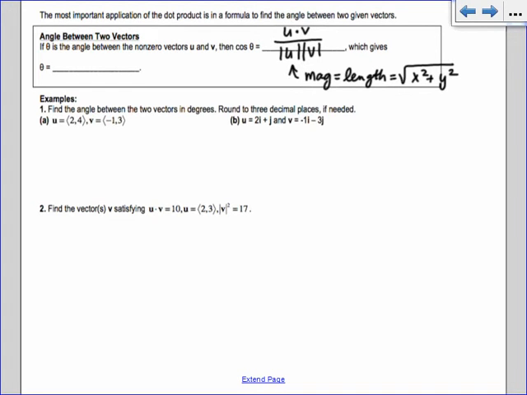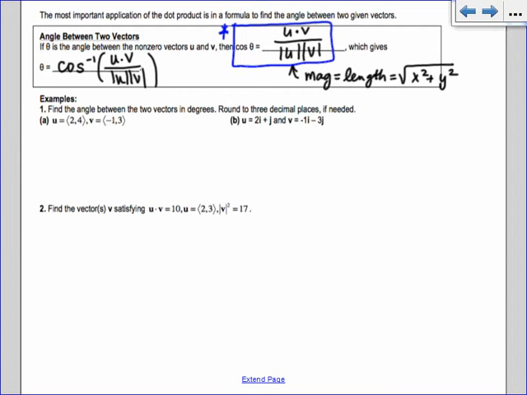If you solve for theta, you get inverse cosine of u dot v all over the magnitude of u times the magnitude of v. The formula that I typically remember is the cosine one. I don't usually write the inverse cosine one. So you're going to memorize that one.